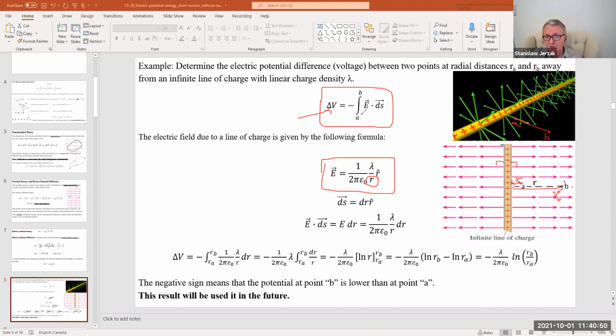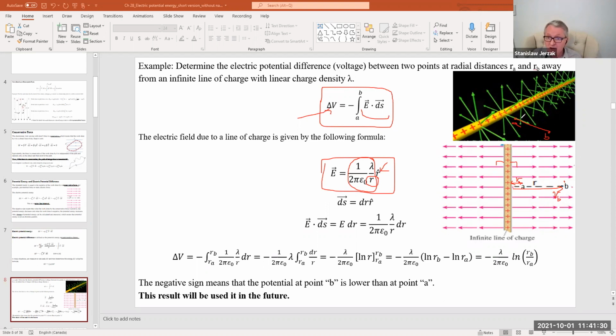Under the integral we have the dot product. The electric field is a vector quantity, which is now written here. This is the magnitude of the electric field, and I added the unit vector r hat to remember that the electric field is radially away from a positive line of charge. So this is a nice expression for the electric field as a vector quantity. The vector has a magnitude, and the direction is specified by the unit vector r hat.